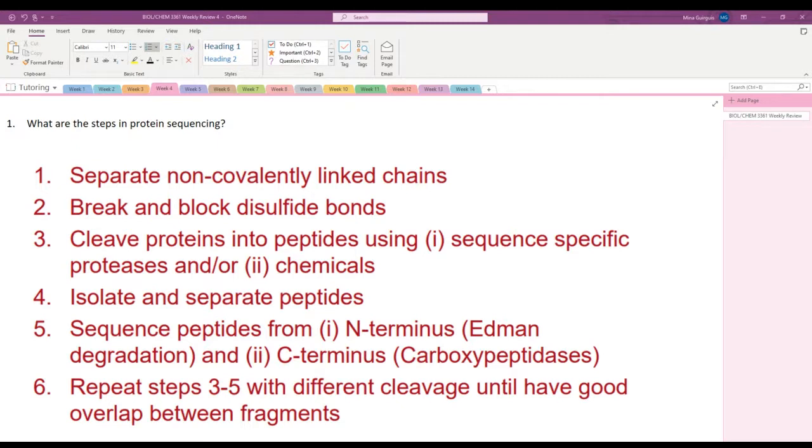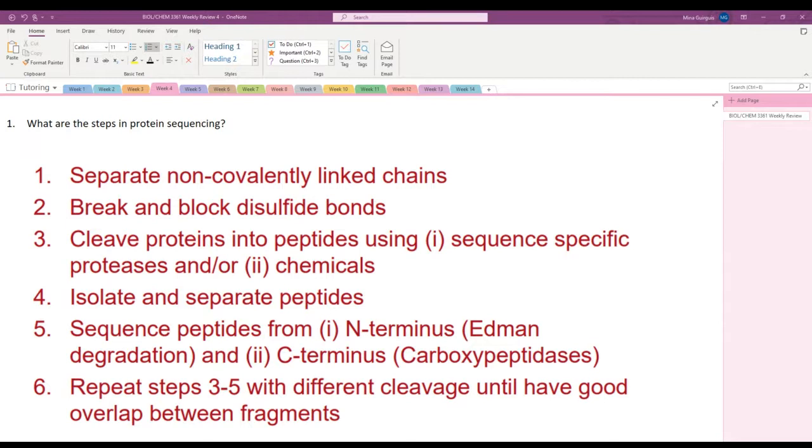So the first question that I have here is, what are the steps in protein sequencing? Before I jump into that, let's talk about protein sequencing in general. This chapter, I really should say this unit, is all about identifying and understanding proteins. The idea of a protein sequence is being able to say this amino acid, then this amino acid, then this amino acid, all the way through however many amino acids that protein has, in that order, make this protein.